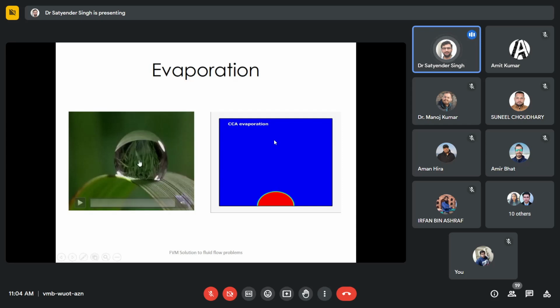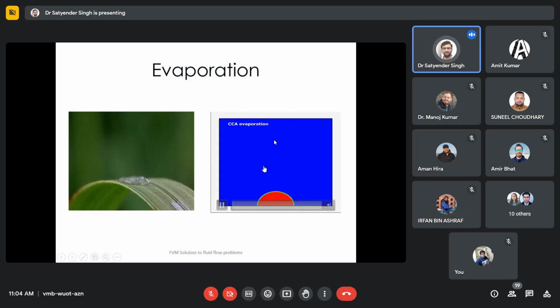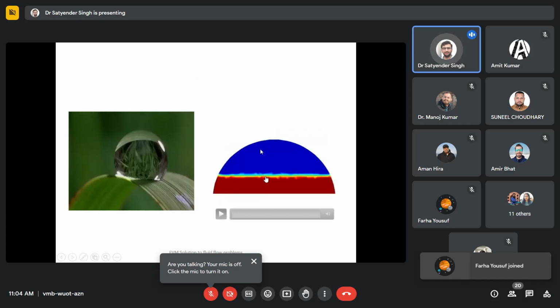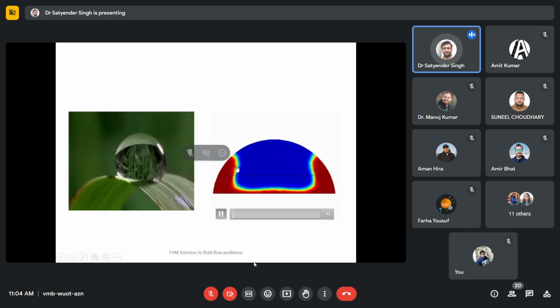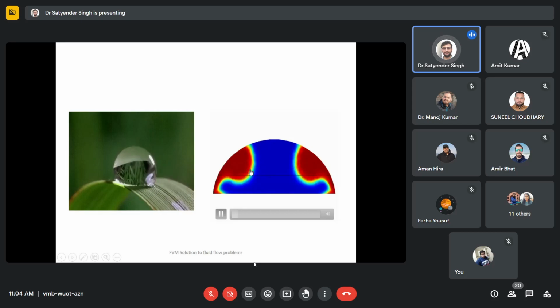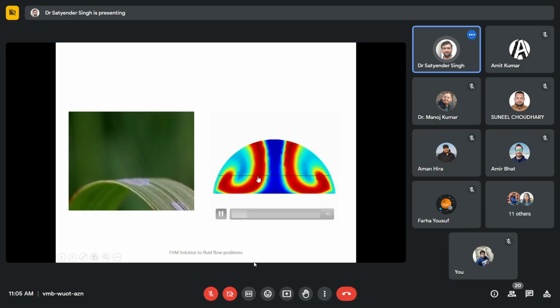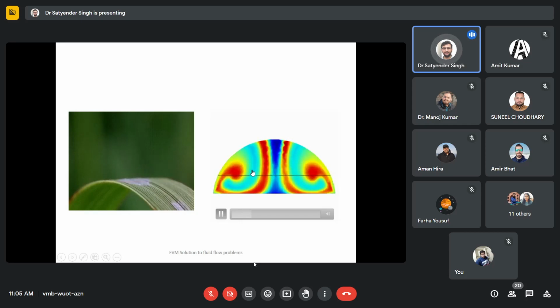So, for example, I'm showing you one evaporation problem where a droplet is resting on a leaf and continuously evaporating. The same we can make on a CFD platform as well. But one thing which is missing in the experimental observation is the change in the variables. For the same problem, if we solve this on a computational platform, then we can see how the velocity changes inside a droplet and how temperature is affecting it, so that we can relate everything with the physics and clearly demonstrate the physics associated with the problem. That is the beauty of CFD solutions.